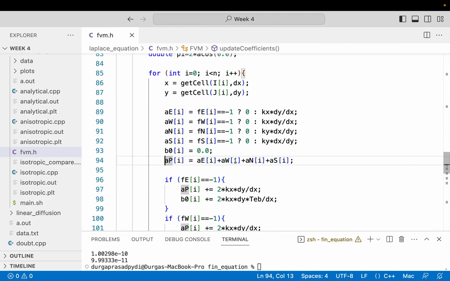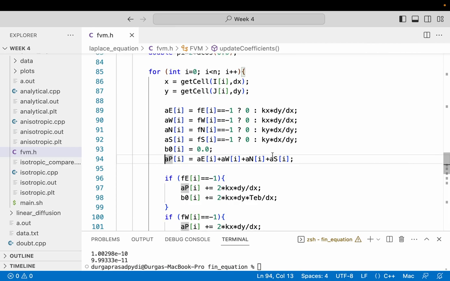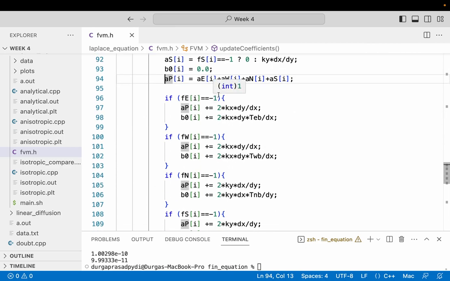Now once we are done with updating all the interior cells, we need to update our boundary cells. For the boundary cells on the east boundary, we have a Dirichlet condition. Whenever we have a Dirichlet condition, we will be having contributions both to the AP term as well as the B term. So the AP term will get incremented by 2k delta pi by delta x, and your B term will be incremented by the same term multiplied by your east boundary. Similar thing will happen for all the cells.